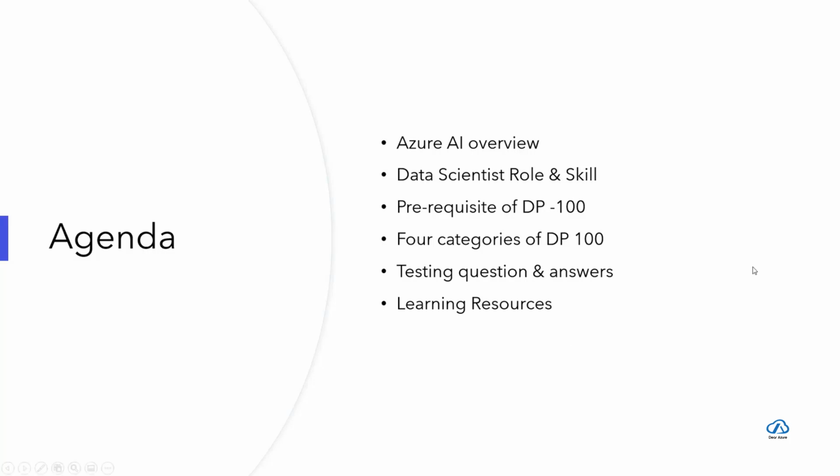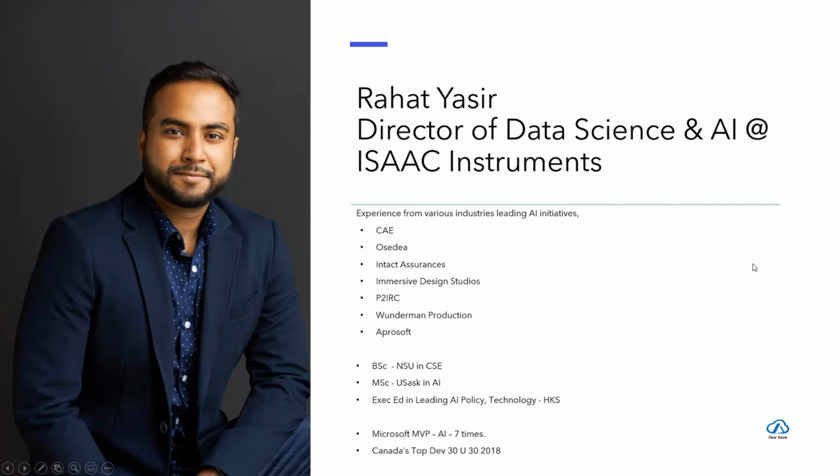If I give a small overview of myself and my journey, right now I'm working at Isaac Instruments in Montreal, Canada, as the director of data science and AI. In the past, for more than 12 years, I have worked in the data and AI industry in various multinational organizations. By profession, I'm a software engineer. Then I did my master's in AI, and I'm also a Microsoft MVP. It's been 7 years that I'm a Microsoft MVP in AI.